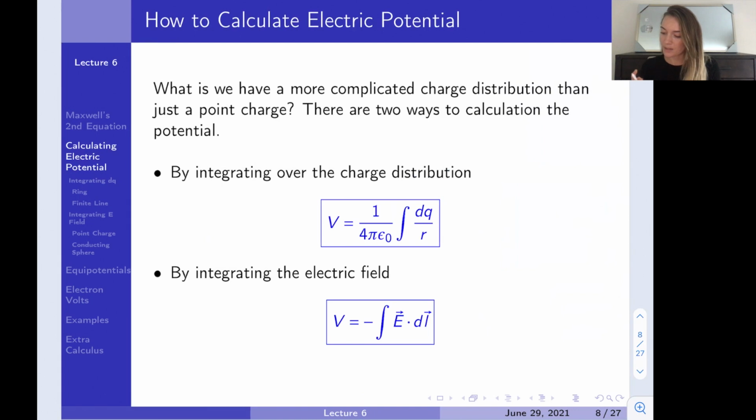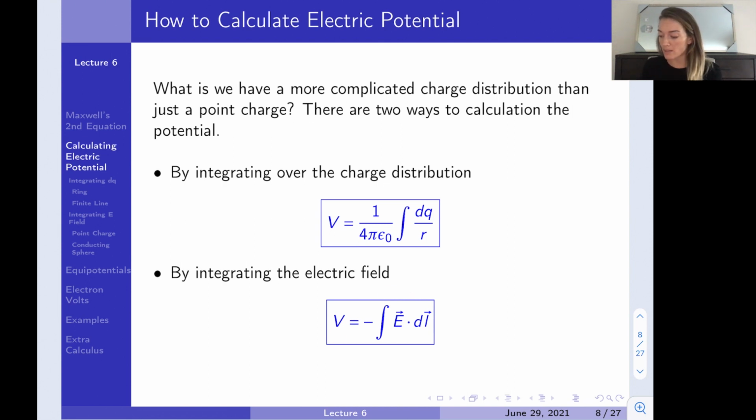Okay, so now let's get back to potential. So we saw yesterday the potential of a point charge was just 1 over 4 pi epsilon naught Q over R. That's just a point charge. But what if we have a more complicated charge distribution? Well, there are 2 ways that we can figure out the potential for some arbitrary charge distribution. One way is by integrating over the charge, just like we did with the electric field where we integrated over dq. And then the other way to do it is by integrating the electric field.